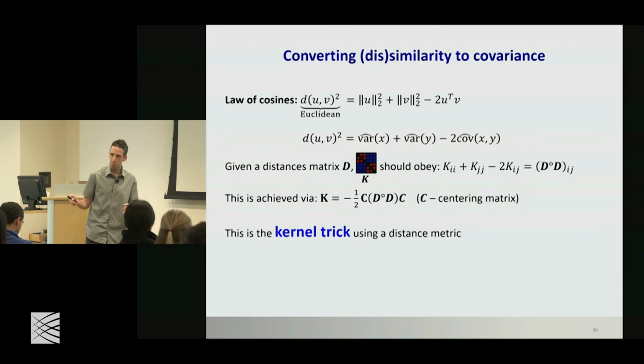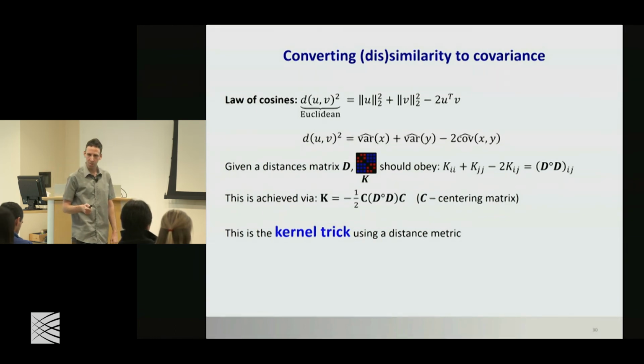Because this is cool. This means that now you can take any distance metric that you want and convert it into a covariance matrix and then plug it into the linear mixed model that I showed you before. So this is really a nice way to bridge these two pretty separate fields together.